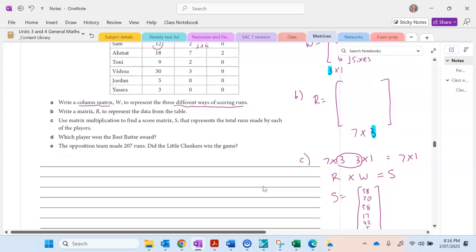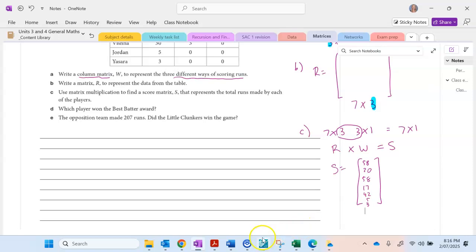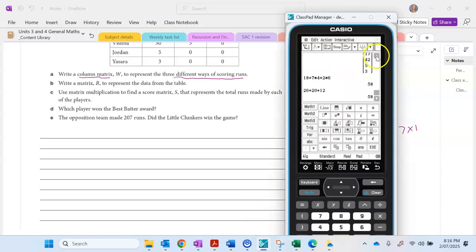The opposition team made 207 runs. Did the little clunkers win the game? All right, so we're just going to total it up. So we can sum it if we want to. Just go edit, copy. All right, so if we're doing a summing matrix, so this is a 7 by 1, so we can multiply it by a, what would we do? Let me just think. We want to sum our columns. We want a summing row matrix. So this is in your notes. I just had to think.